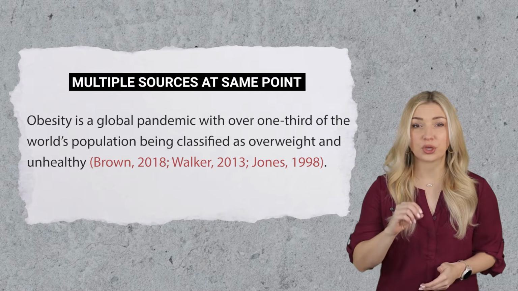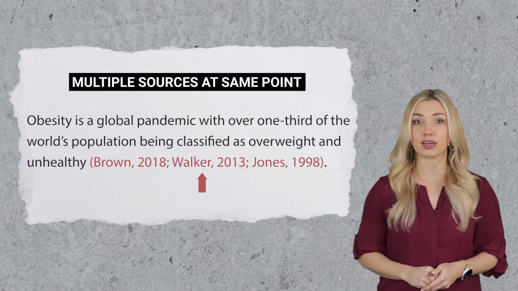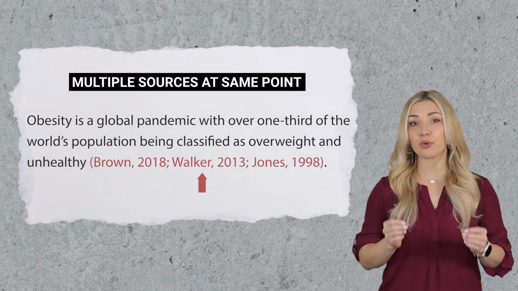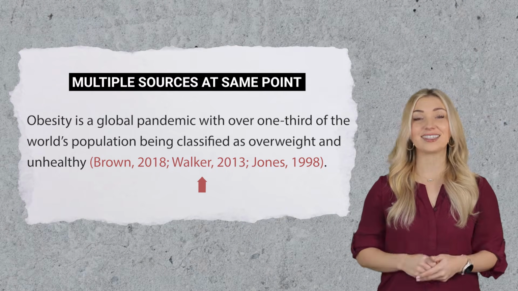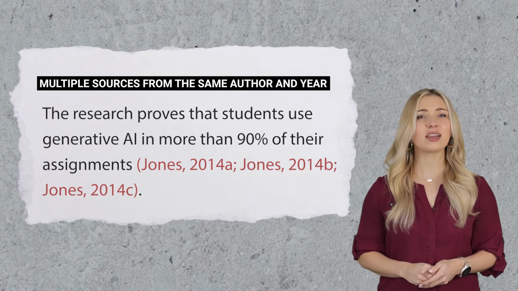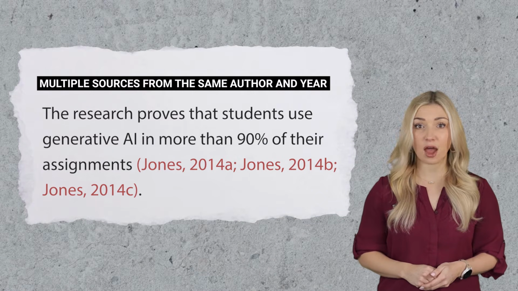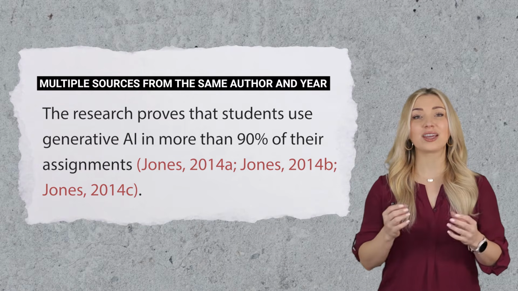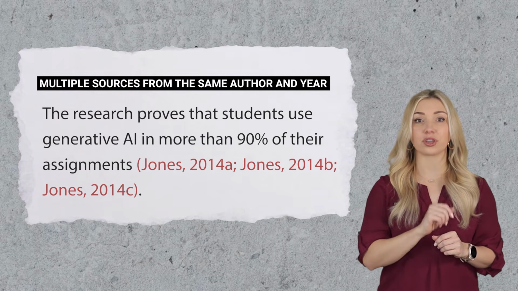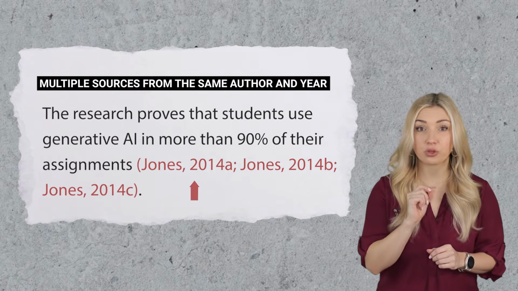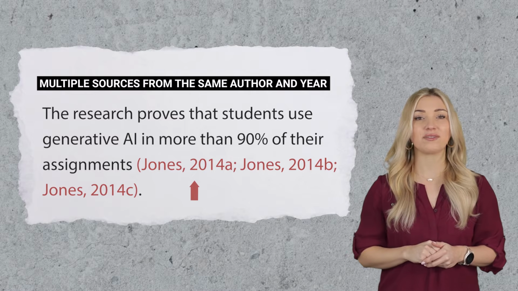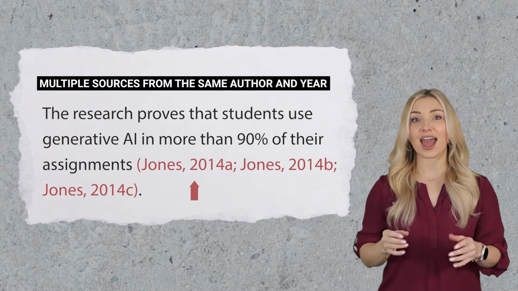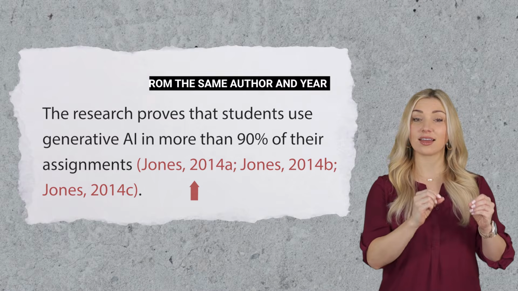If you need to cite multiple sources simultaneously, you must separate them with a semicolon. In this example, we are citing three papers at the same point in the text, so we have used a semicolon to separate them. If you are dealing with multiple papers published by the same author in the same year, you can differentiate them by adding letters after the year. In this example, we have three publications by the author Jones from 2014. We have differentiated the sources by adding the letters A, B, and C.